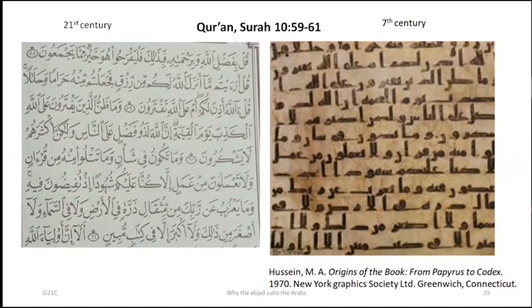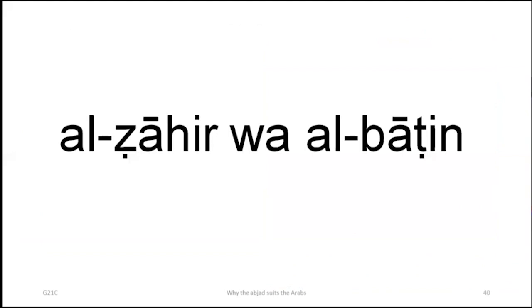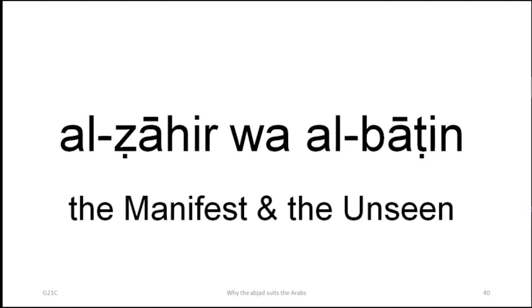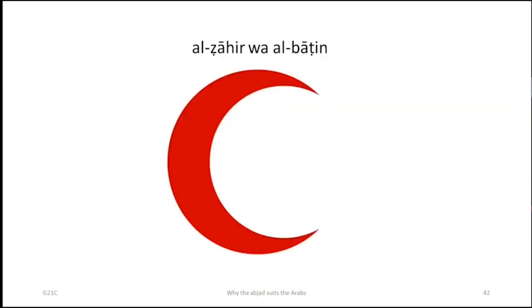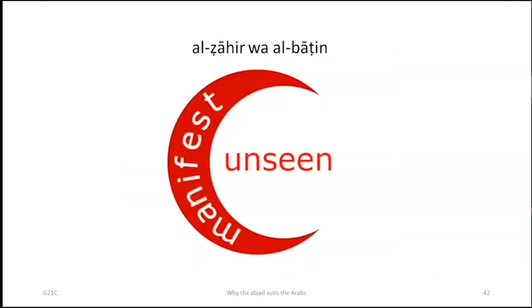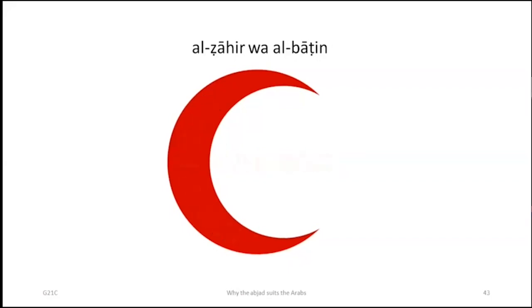This contrast is part of the opposition between the concepts of Zahir and Batin, mentioned in the Quran, that could be translated as the manifest and the unseen, an opposition that permeates through multiple aspects of Arabic society. The solution of the abjad reflects these two facets: the possibility to write with a minimum of graphs and let the reader make his own deductions, or with all the diacritics to provide a maximum amount of information.